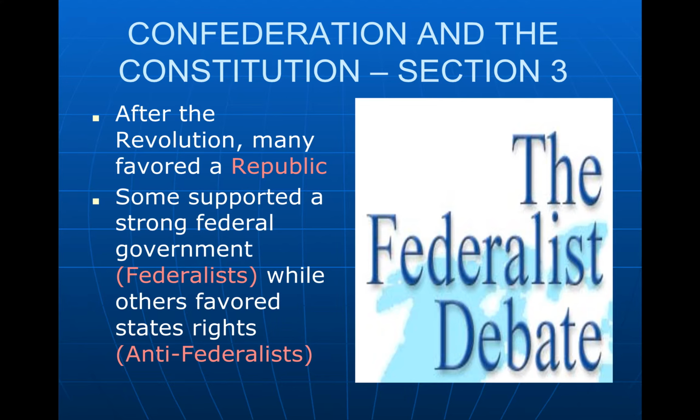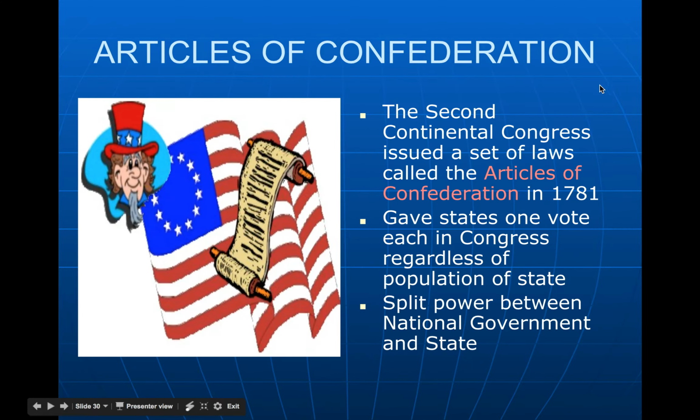After the Revolution, many of the colonists, now Americans, favored the idea of a republic. Some supported a strong federal government, and those supporters were known as Federalists, and there were others that supported strong states' rights or state governments, which would be considered Anti-Federalists.